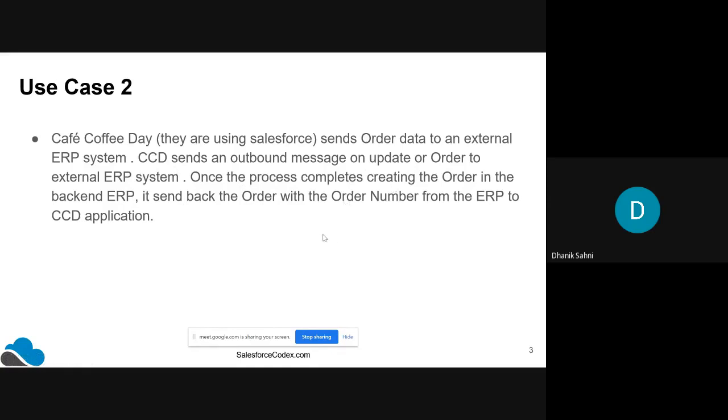Once they receive that particular detail, they will send me the order number. So I am not generating an order number over here. Basically they will be generating the order number and sending that particular detail back to the CCD application. Now your question should be, is it synchronous or is it asynchronous? Yes, it can be a synchronous mechanism, but it can be asynchronous, both ways.